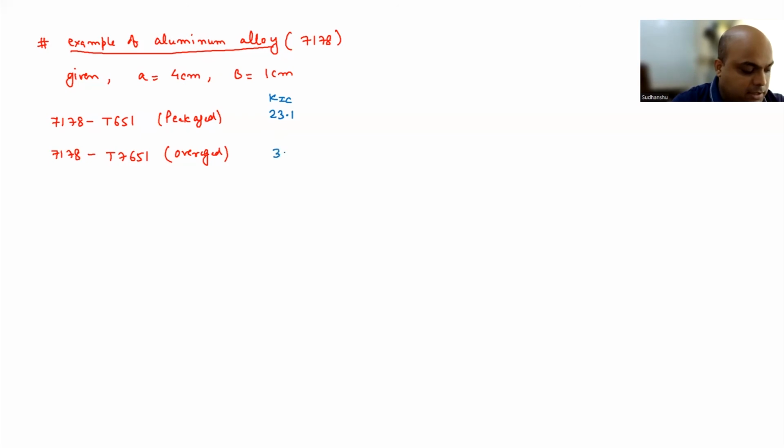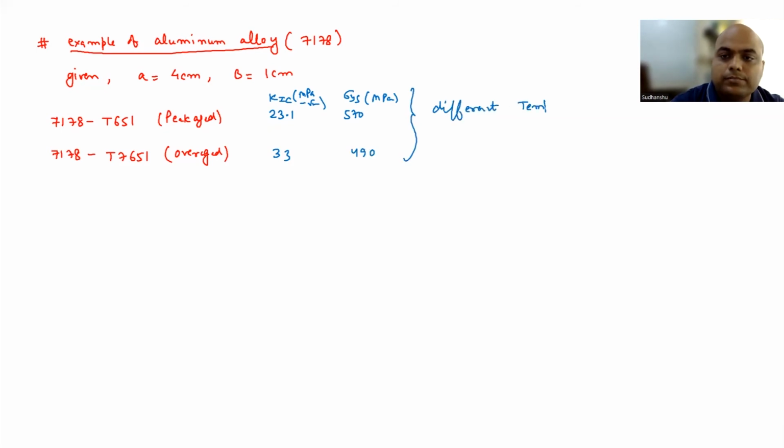23.1 and the other one is 33. Similarly, sigma ys is going to be lower in overaged. We know that based on the hardness plot. Remember, just recall what we discussed in course 1. So it is in MPa and this one as usual is in MPa root meter. Okay. So 570 and 490. So these are different tempers. Okay. So two different tempers of aluminum alloys.